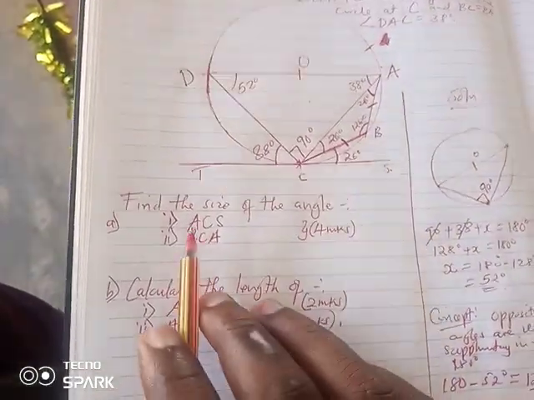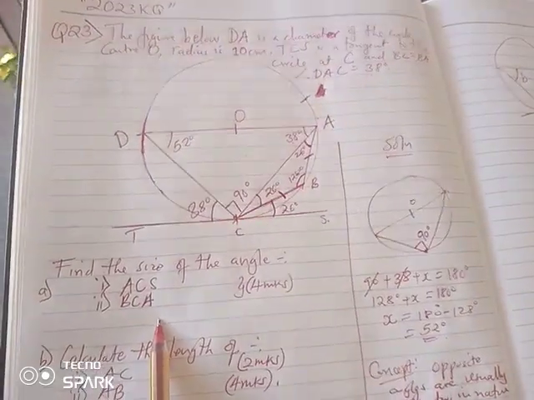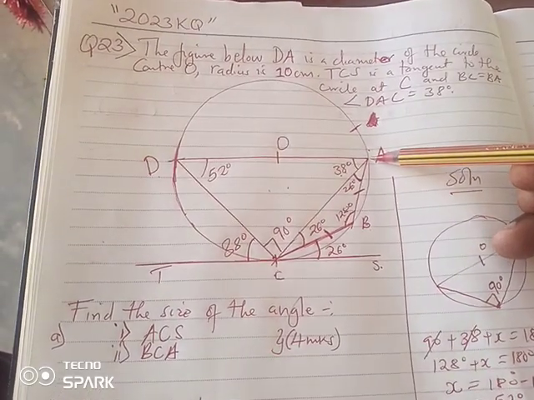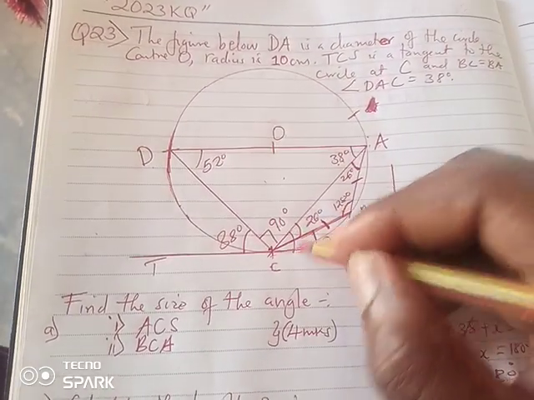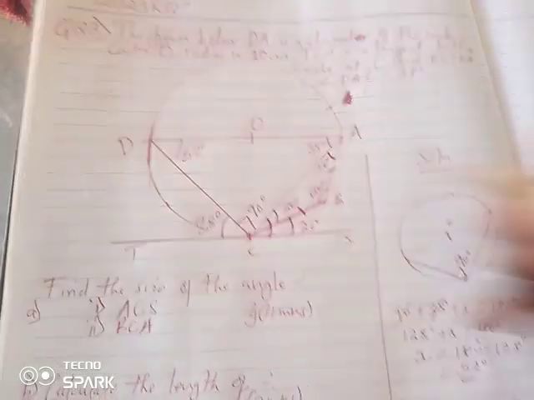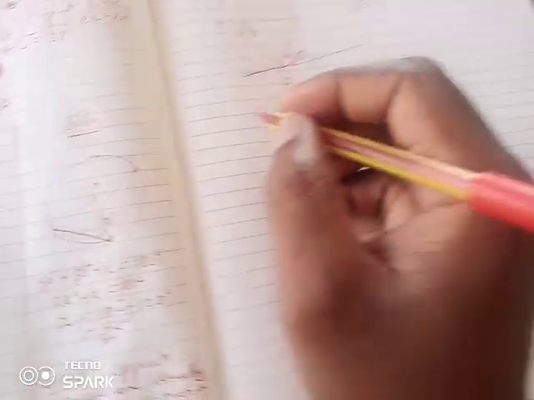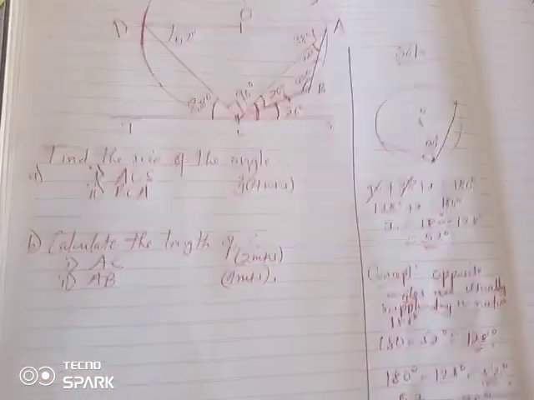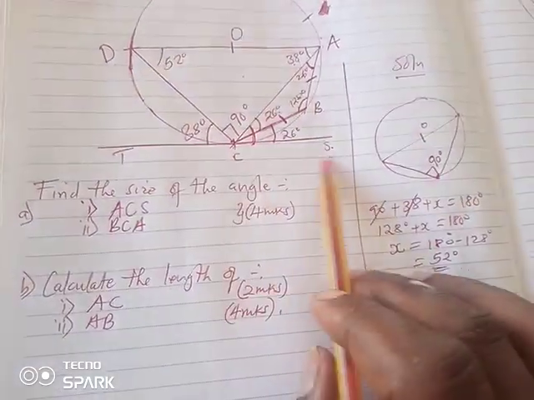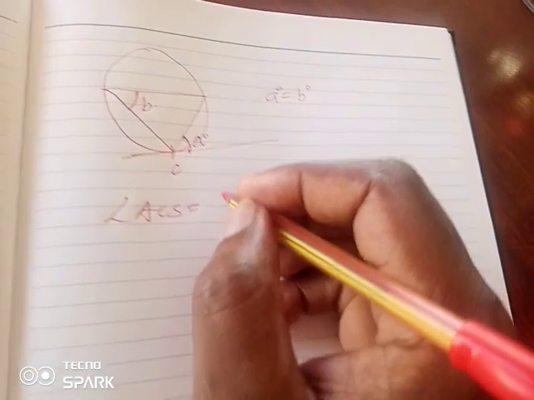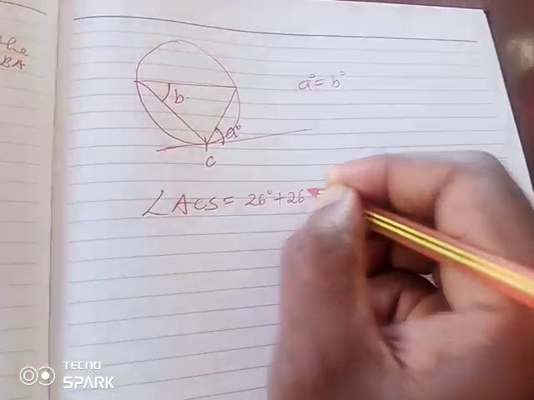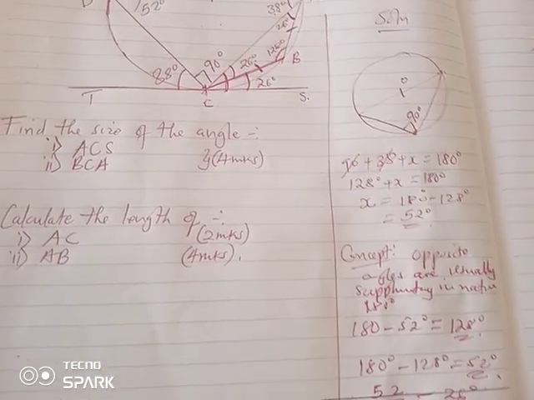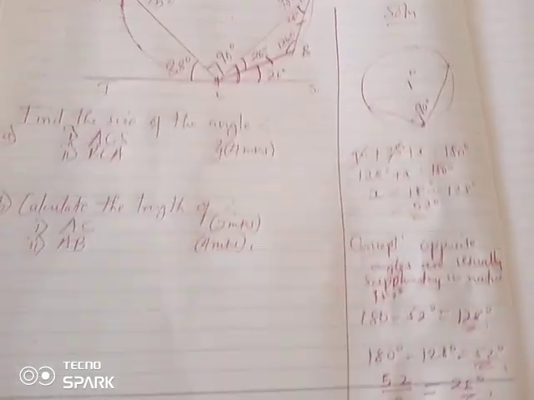So at the end of the day, now we can answer our questions because we have done a good part of them. Angle ACS, the whole of this angle, we shall be able to add. So angle ACS shall be 26 plus 26, and that is 52 degrees.